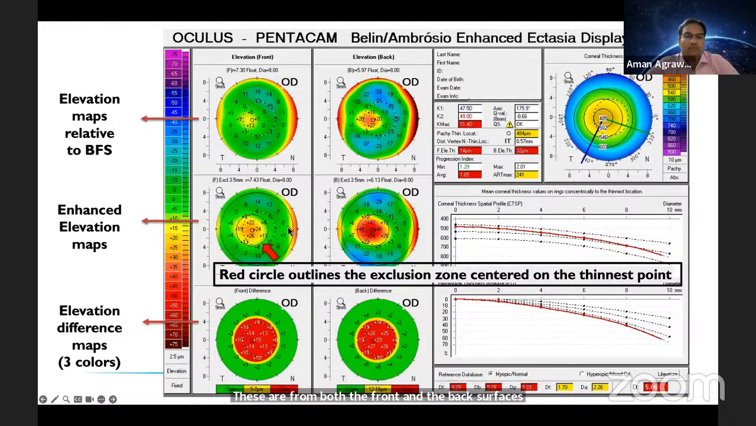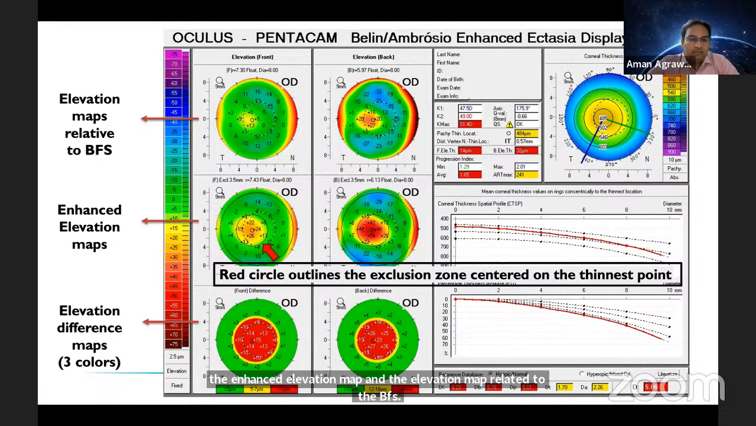While the second or the middle one is the enhanced elevation map. This is based on the enhanced best fit sphere, which I have discussed earlier. And the elevation values with relation to the enhanced best fit sphere are shown here. The bottom maps are the elevation difference maps, which are basically the numerical difference between the enhanced elevation map and the elevation map related to the BFS. What it shows is the amount of conical protrusion that gets exaggerated when we are using the enhanced best fit sphere. So this is very important while screening patients for refractive surgery.